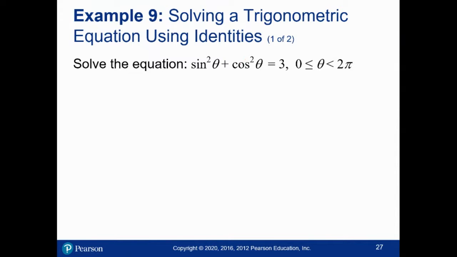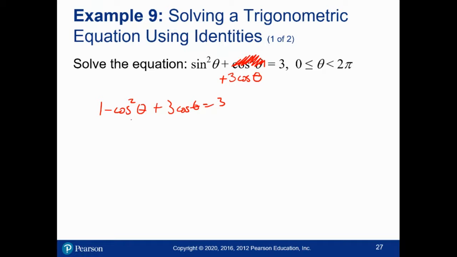So instead of sine squared plus cosine theta, let's suppose it was sine squared plus, how about 3 cosine theta? That should work. So the first thing we're going to do is the Pythagorean identity gives me, instead of sine squared, 1 minus cos squared theta. Pardon me. I still have the plus 3 cos theta, and I have the equals 3.